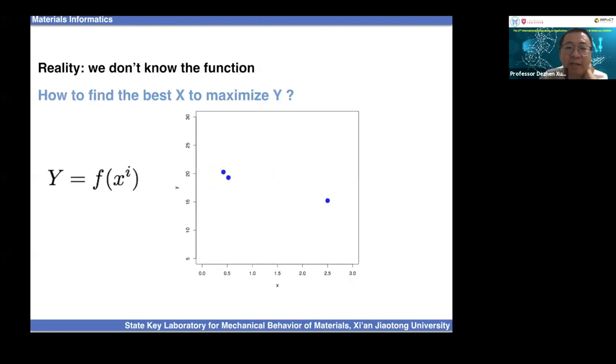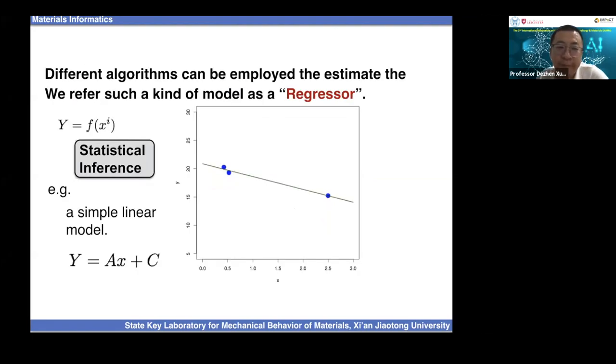But the reality is we don't know the functional form. We don't know the red curve. So how do we find the best x to maximize y? We can employ machine learning algorithms. There are many algorithms that can be employed to estimate the curve. Here we refer to such a model as a regressor. Actually, it's a regression model.